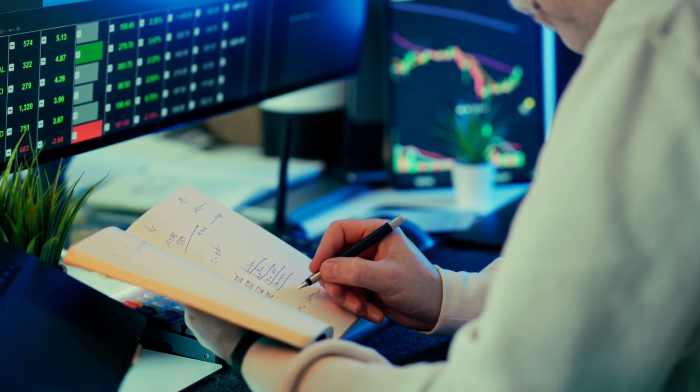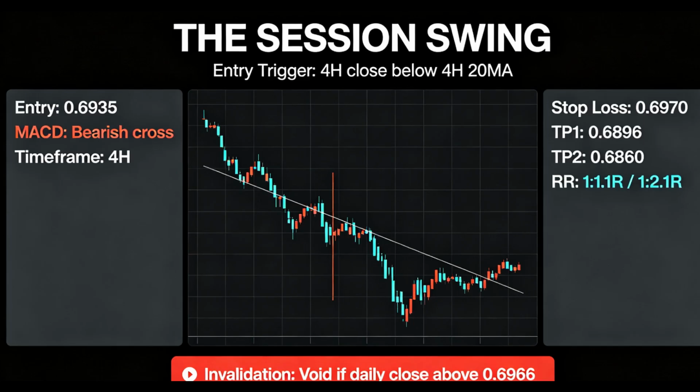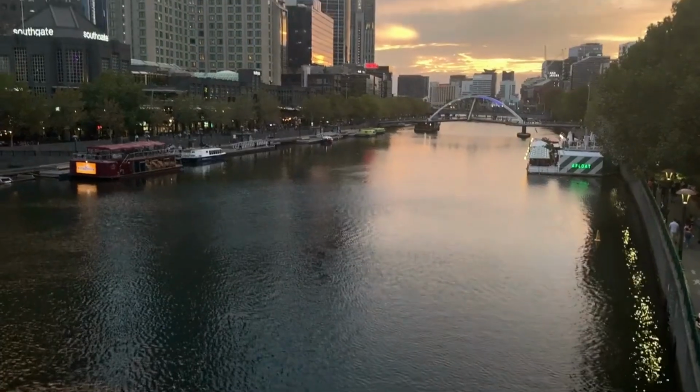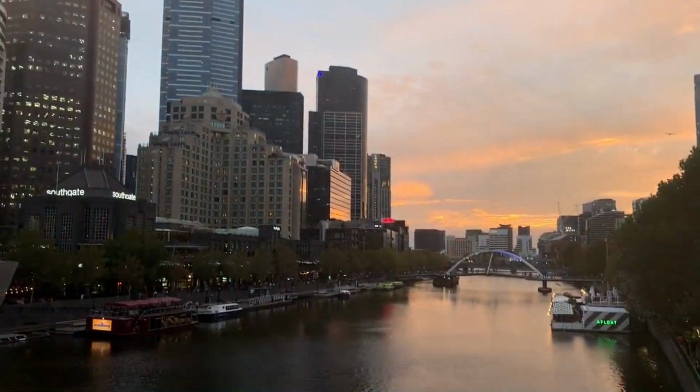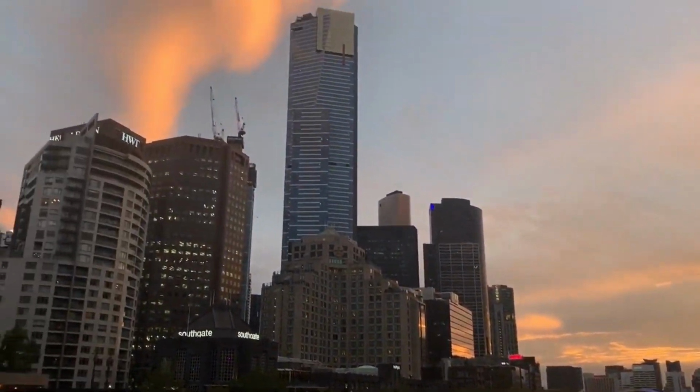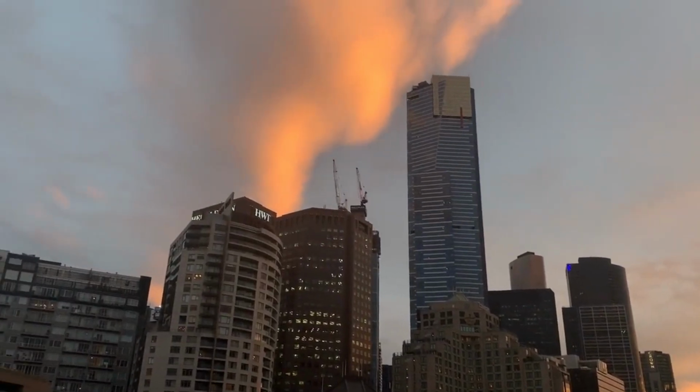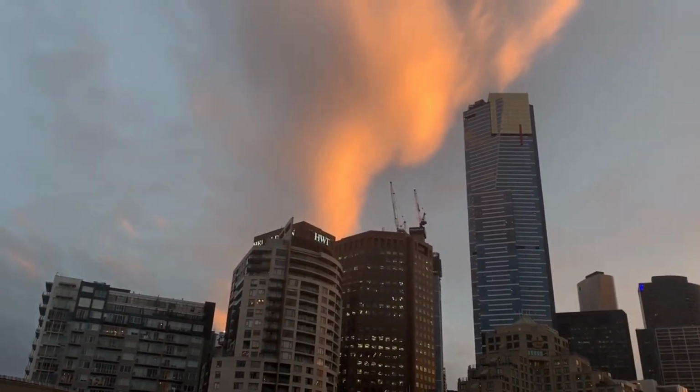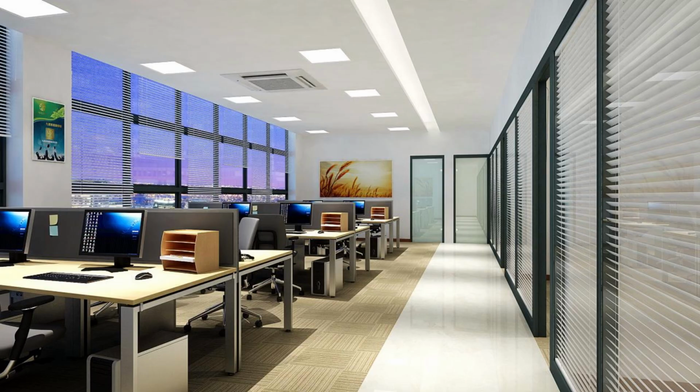The session swing entry: 0.6935, 4H close below 4H 20 MA, bearish MACD cross. Stop loss: 0.6970. Take profit 1: 0.6896. Take profit 2: 0.6860. Risk reward: 1:1.1R for TP1, 1:2.1R for TP2. Invalidation: void if daily close above 0.6966.